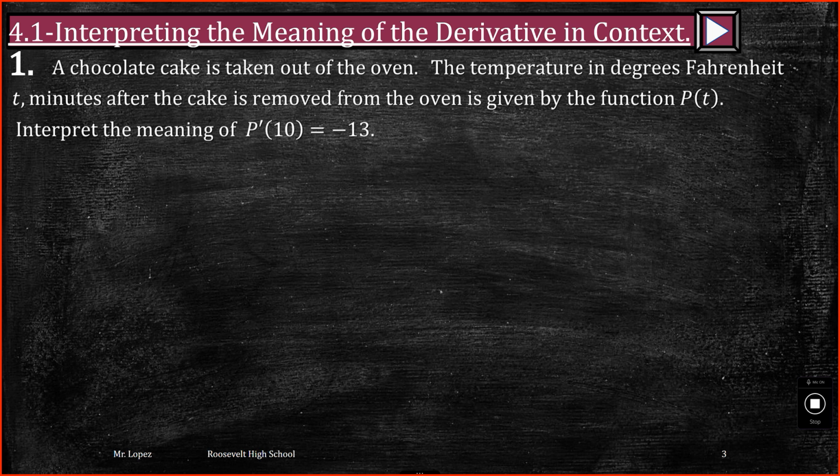All right, so here, problem number 1, a chocolate cake is taken out of the oven. The temperature in degrees Fahrenheit, t minutes after the cake is removed from the oven, is given by the function p of t. Interpret the meaning of p prime of 10 equals negative 13.